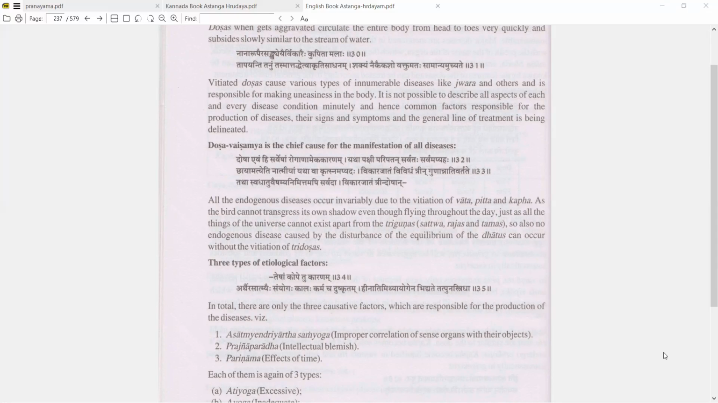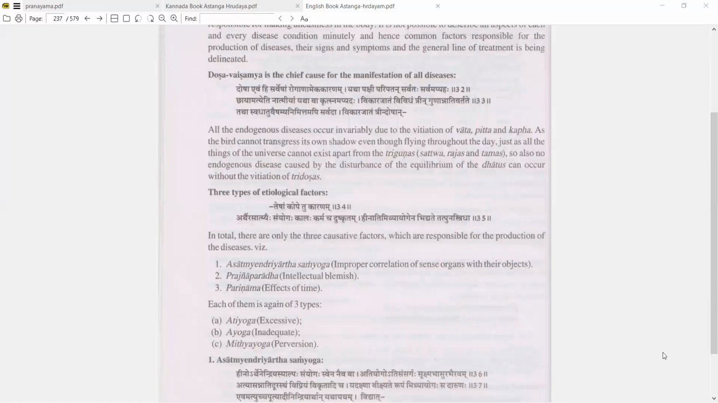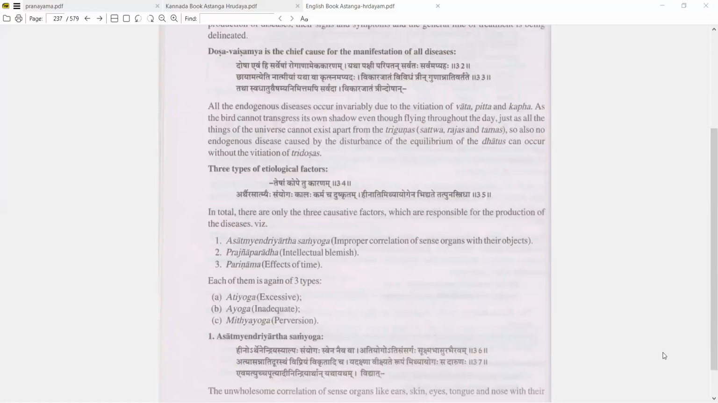Three types of etiological factors. In total, there are only 3 causative factors which are responsible for the production of diseases: Asatmendriyartha samyoga, improper correlation of sense organs with objects; Prajnaparadha, intellectual blemish; and Parinama, effects of time. Each of them is again of 3 types: Atiyoga, excessive; Hinayoga, inadequate; and Mithyayoga, perversion.